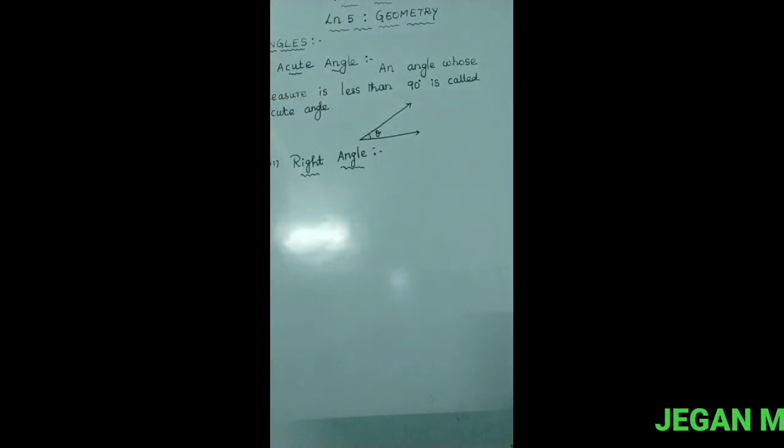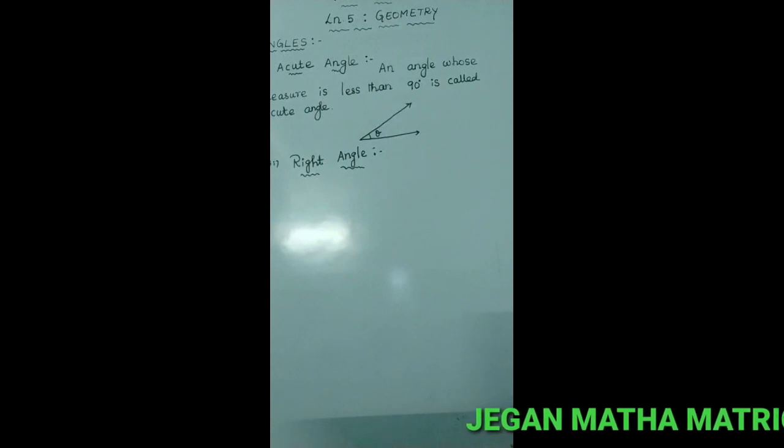Dear students, now we are going to discuss the 7th standard maths, lesson 5, geometry. This is a continuation of the previous video. Now I explain angles. What is meant by angles? An angle is formed when two rays diverge from a common point.